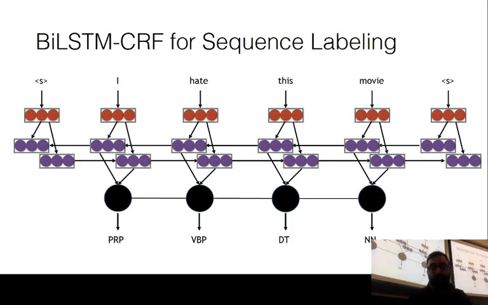So, is that distinction clear? We're not directly using the neural net to output whatever the tag is. We're using the neural net to basically bias or to learn the emission probabilities for every position. Okay.